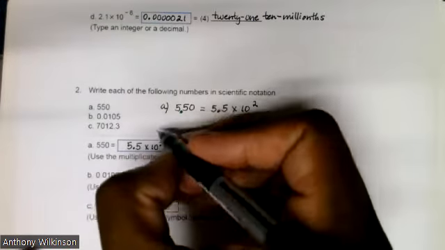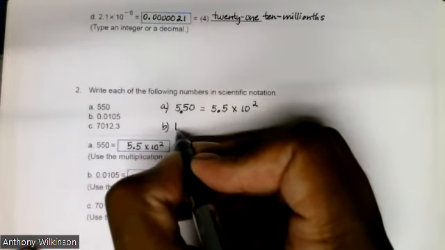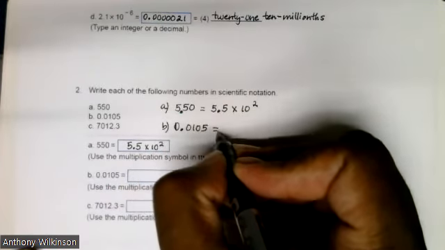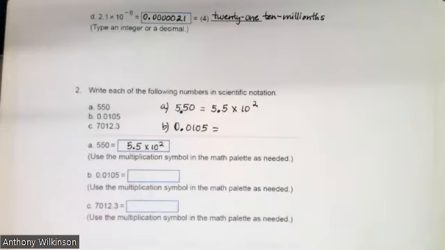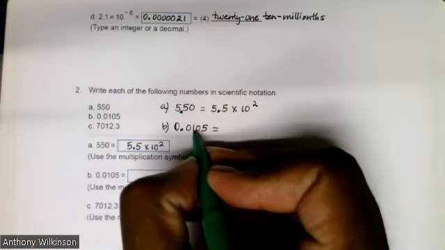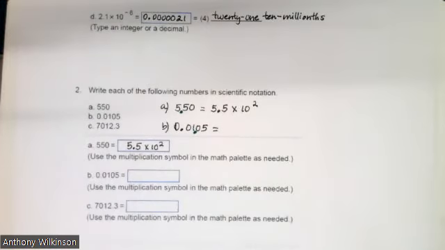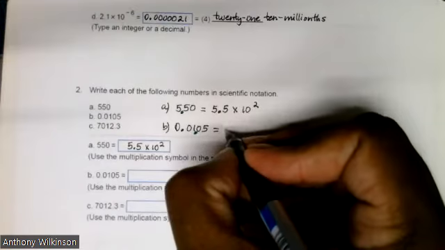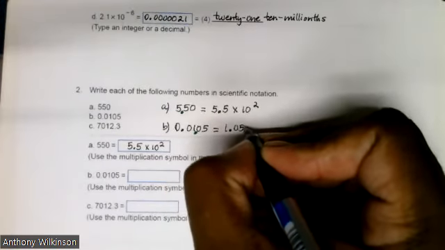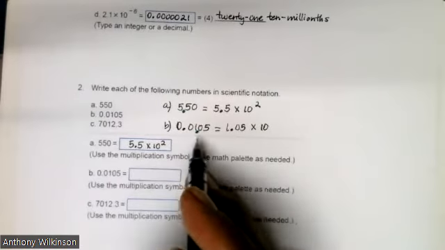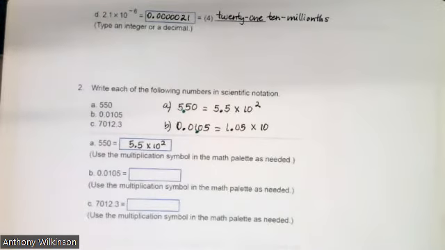0.0105. And I want to write that in scientific notation. In this case here, I need to place the decimal point behind the very first non-zero digit, which is going to be the 1. So the decimal point needs to be behind the 1. So I'm going to end up with 1.05. That's going to be multiplied by 10 to what power? Now I move to the right.